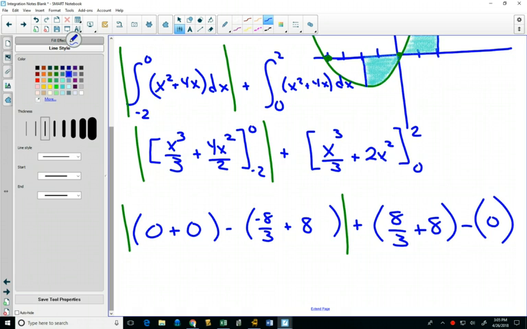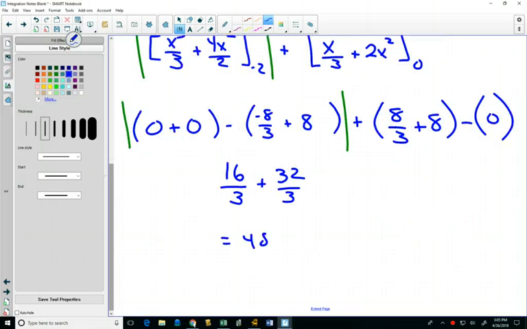So what do we get? We're going to get 24/3, 16/3, -16/3. This one, after the absolute value, will be positive 16/3. And over here, 24 plus 8 is 32/3. 48/3 nicely simplifies to an area of 60.